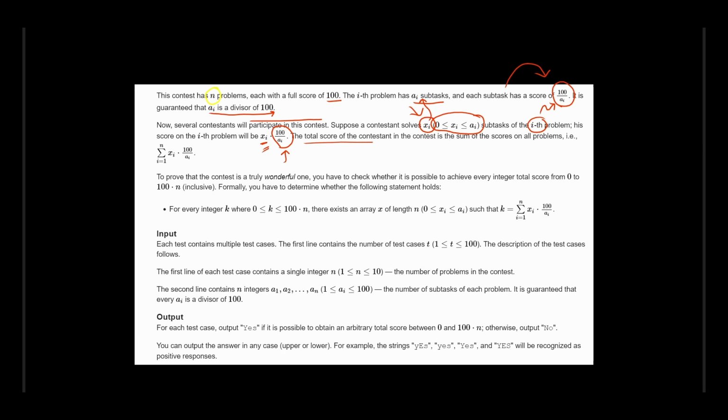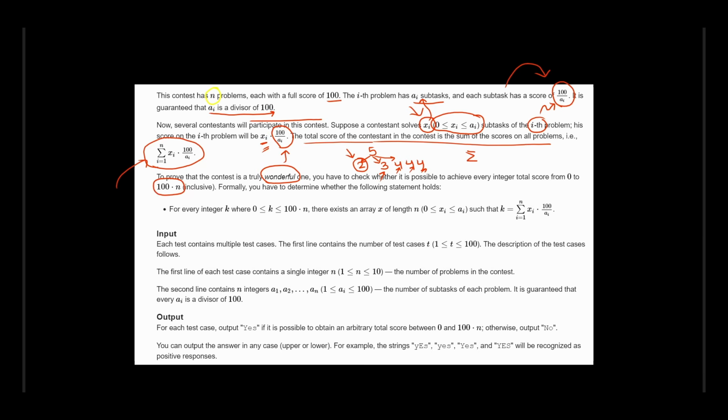So the total score of the contestant in the contest is the sum of the scores on all the problems. Okay, so far so good. This also makes sense, like if there are 5 problems and for the first problem you have solved 2 subtasks, for the second problem you have solved 3 subtasks, and for the other problems you have solved 4, 4 and 4 subtasks, then of course your total score will be the score from the first problem, second problem, third problem, fourth problem, and fifth problem, and you sum them up. So this also makes sense intuitively. So to prove that the contest is a truly wonderful one, okay, what does it mean? You have to check whether it is possible to achieve every integer total score from 0 to 100 times n.